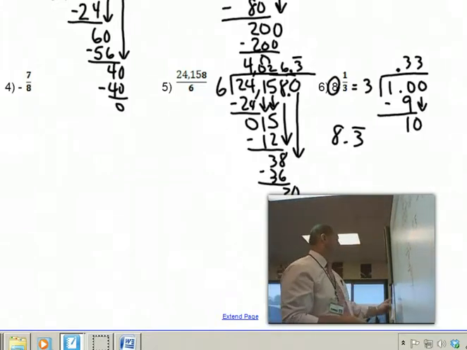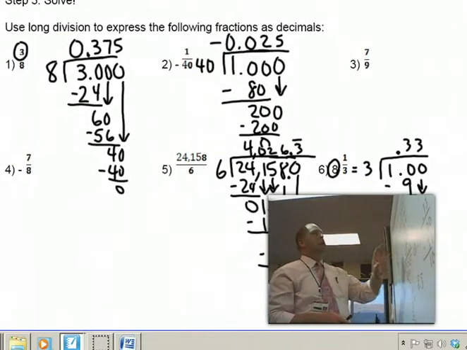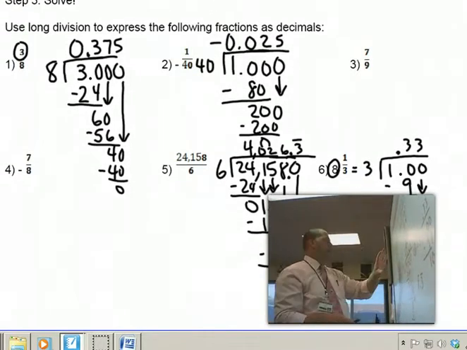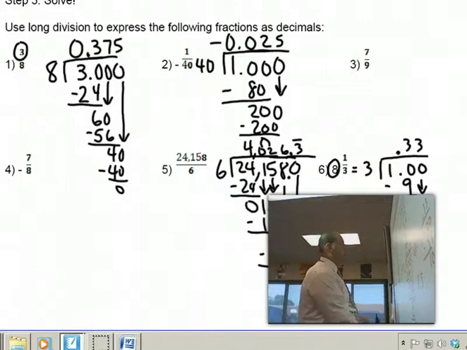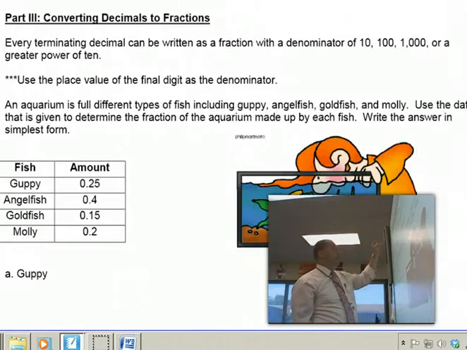So question number 3 and 4 we did not do, so I'd like you to try those and bring them to class, and we're going to go over them together. We're going to go on to the next page here. Talk a little bit more about decimals.